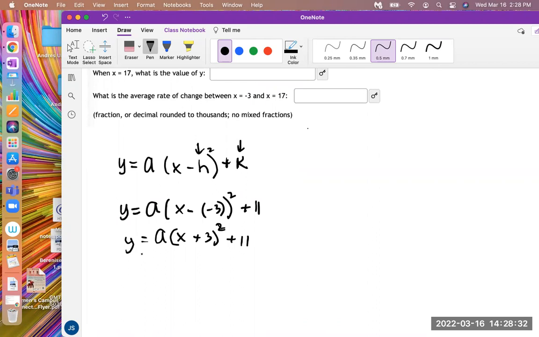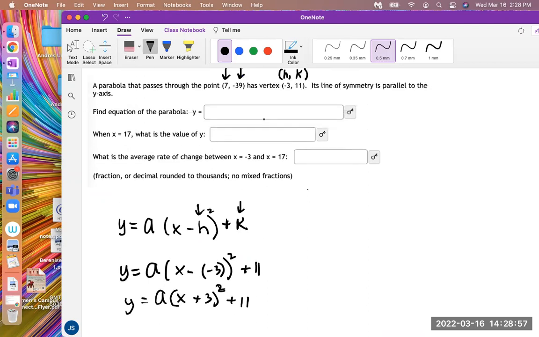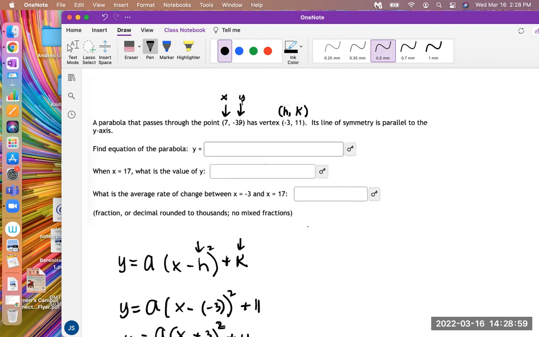and what's cool about this equation is that when I plug in this x and y, it should be balanced. That means this side of the equation should equal this side of the equation. And if I plug in x and y, the only unknown that I'm going to have is the a, and I'll be able to solve for a. So I just go ahead and plug in the 7 where I see the x and negative 39 where I see the y.